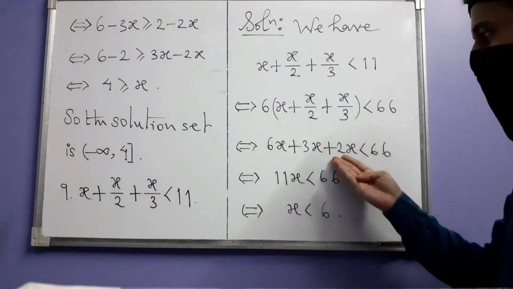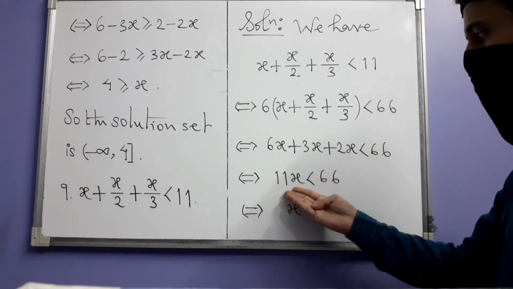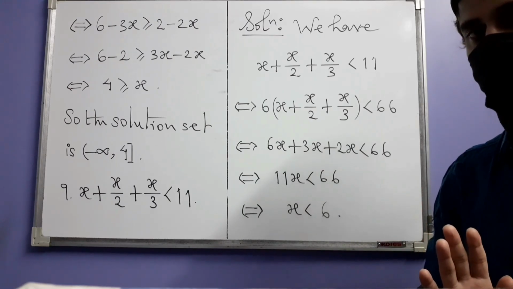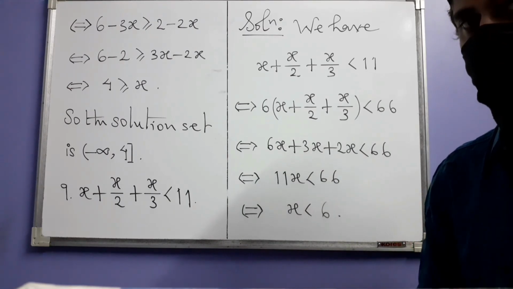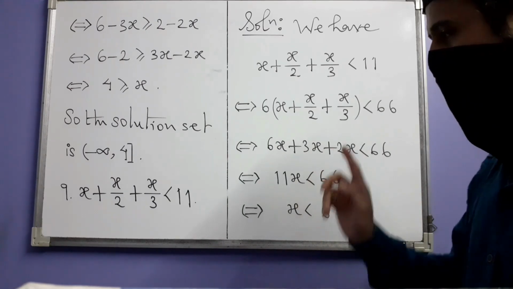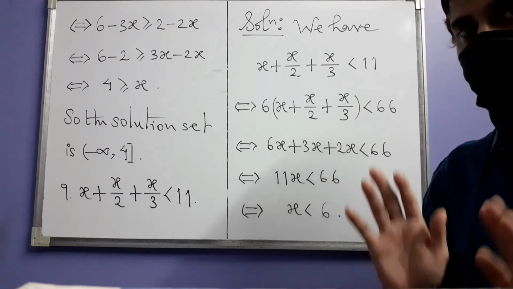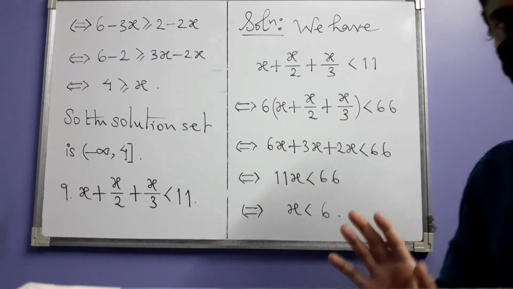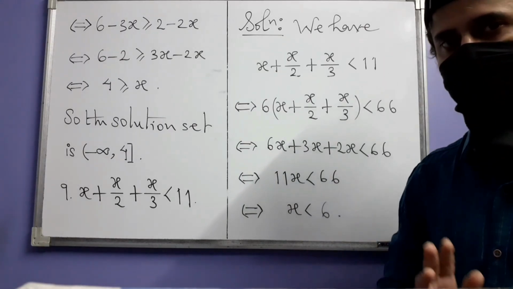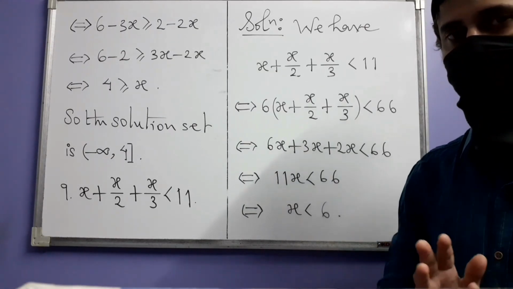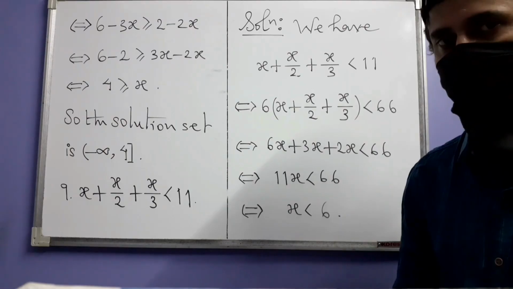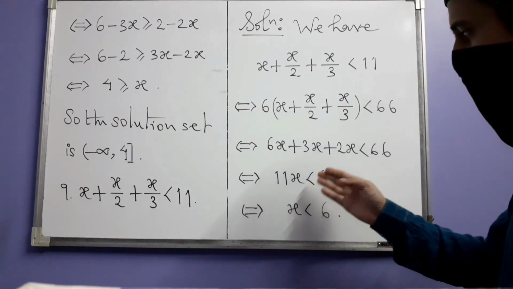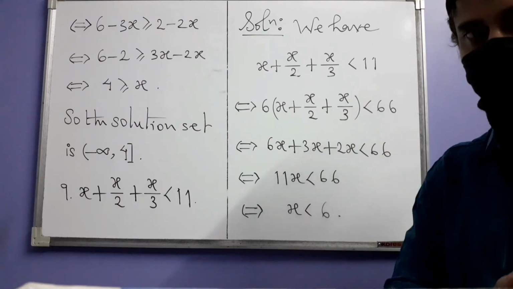So you can see that this becomes 11x, which is less than 66 after cancelling 11 from both sides. But again be careful, we can do so because 11 is a non-zero real number. You can cancel a non-zero real number from both sides of an inequality, just like you can cancel such a number from both sides of an equation. But even more than that, the inequality will remain unaffected.